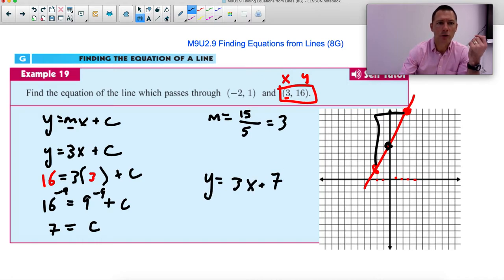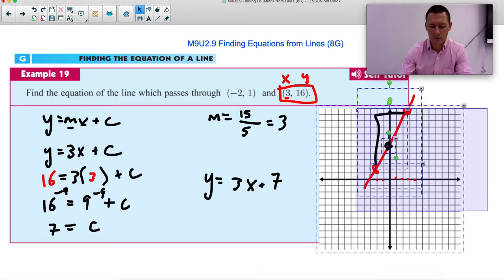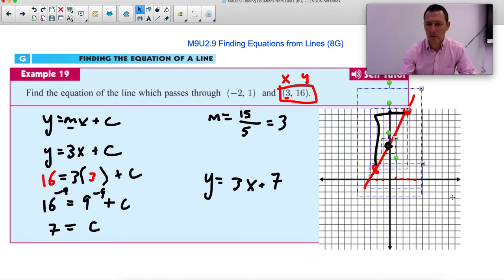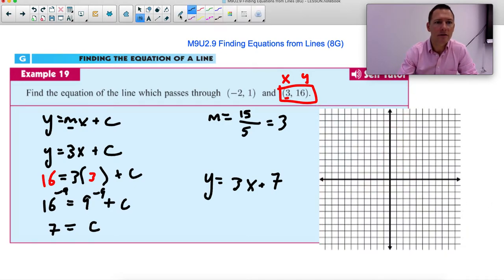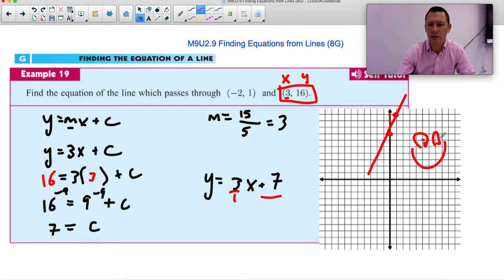And if we were to graph that, it would look like this. You'd start at 7. 1, 2, 3, 4, 5, 6, 7. And then this slope is 3 over 1, rise over run, so you'd rise 1, 2, 3, run 1. There's your next point. All you need is 2 points to make a line, and you're done. Good to go.